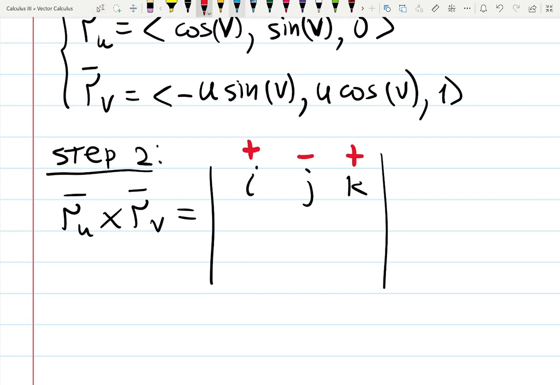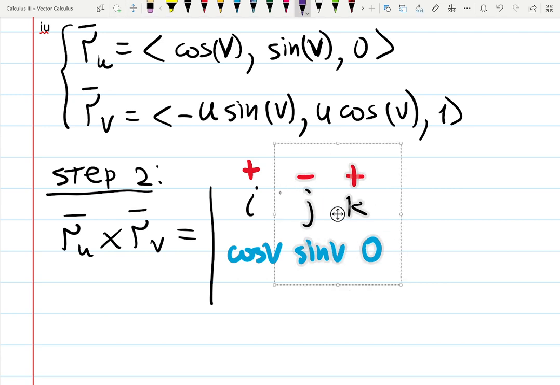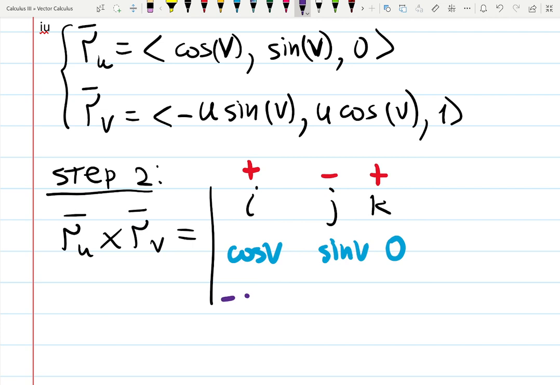Good job. What is the next line? Anyone at the end? People at the back, are you okay? So can you read me? Cosine v, sine v, 0. Is that correct? Agree? Yeah, good job. Thank you. And the next one? RV. Who wants to read me RV? That will need more space. Negative u sine v, u cosine v, 1. Agree, disagree, comments? Thank you.